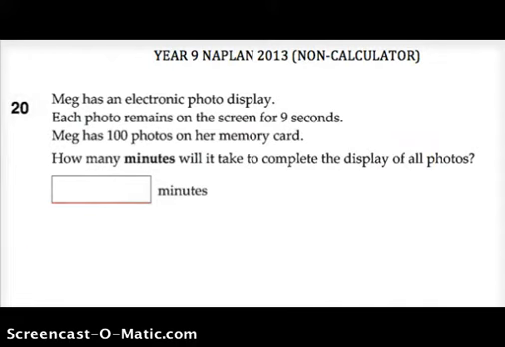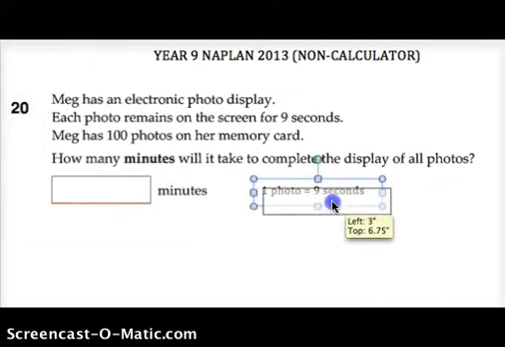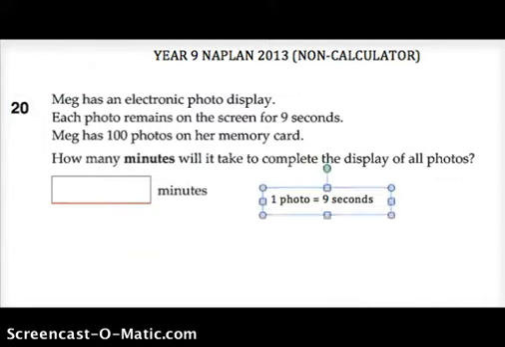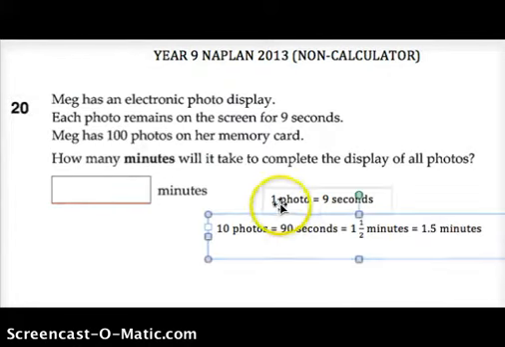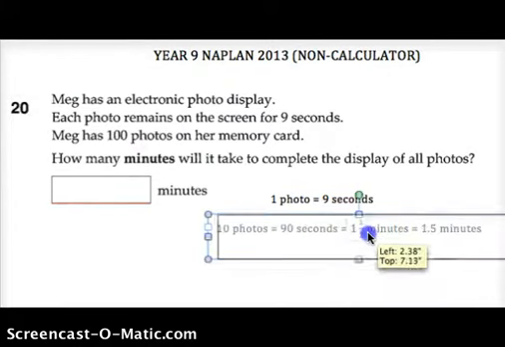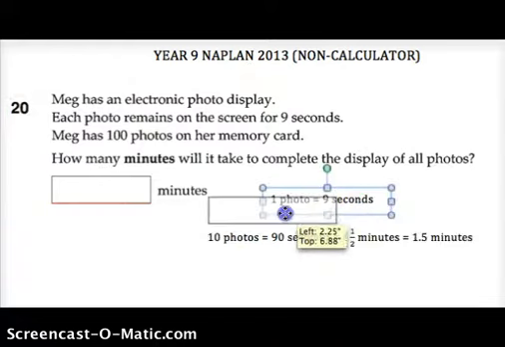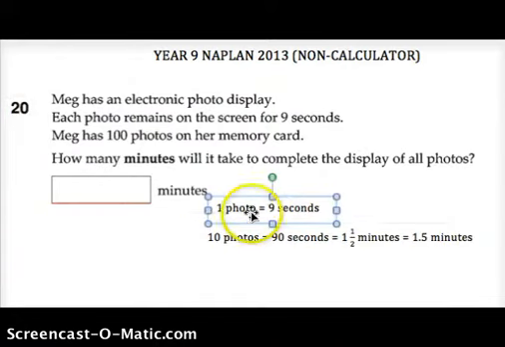Now there are a few methods that you could use to do this question. I'm going to show you one particular method here. Now, if one photo takes 9 seconds, then we have to work out how long 100 photos takes. What I'm going to do is work out, instead of 100 photos, how long 10 photos will take.